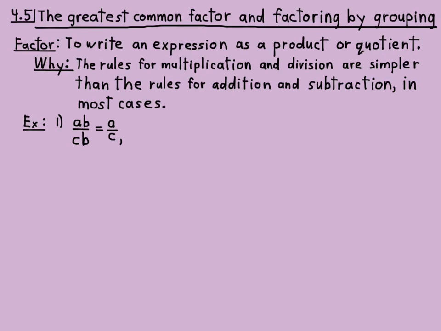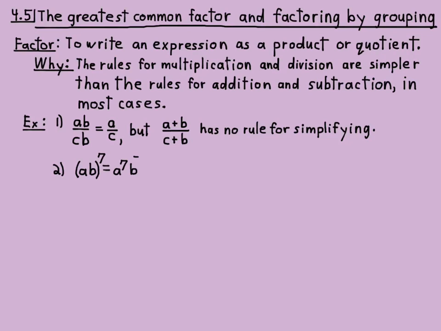The first, AB over CB equals A over C. It's a very nice simplification rule for products and quotients. But A plus B over C plus B has no rule for simplifying at all. So, the multiplication has this advantage. You can cancel a factor of the numerator with a factor of the denominator, but you can't cancel a term of the numerator with a term of the denominator.